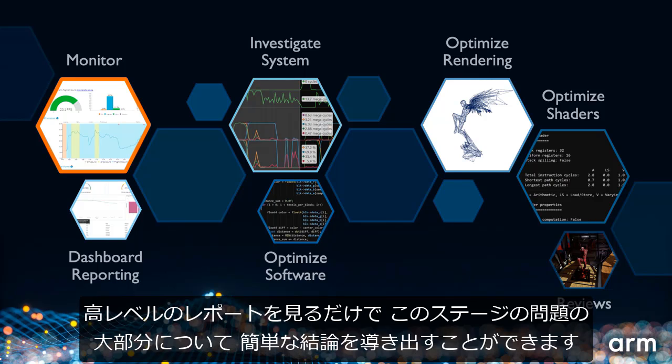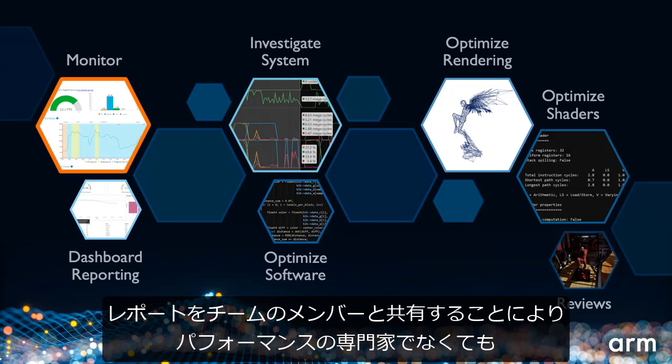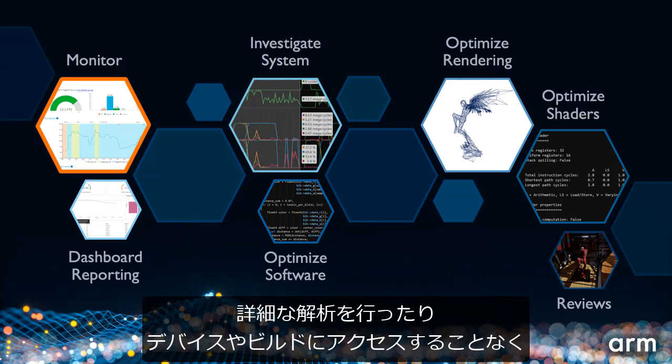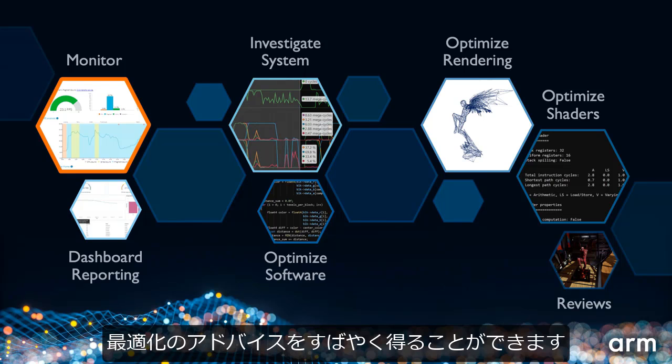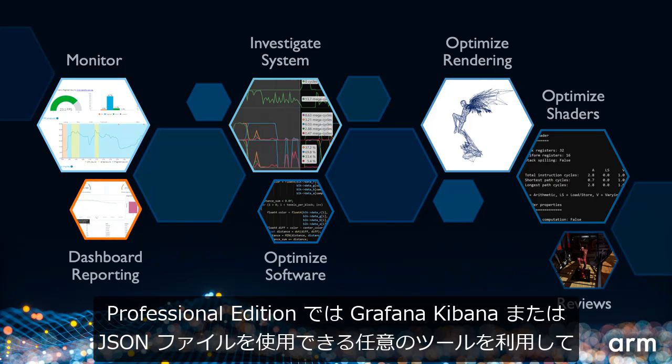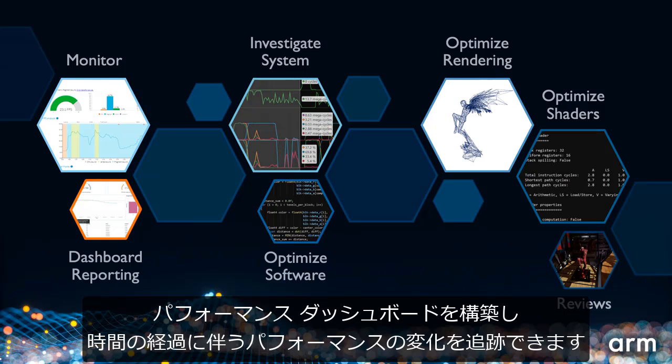You can often draw easy conclusions for the majority of problems at this stage just by looking at these high-level reports. You can share these reports with the rest of your team on a daily basis so that they can quickly get optimization advice without being a performance expert, without doing any deep dive analysis or needing access to devices or builds. With the Pro Edition, you can also build a performance dashboard using Grafana, Kibana, or any tool that can consume JSON files to track performance changes over time.